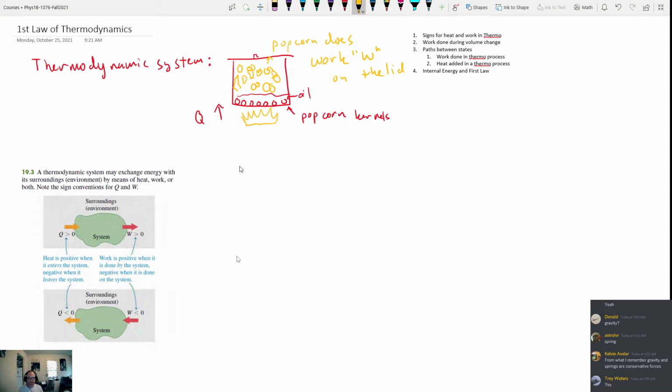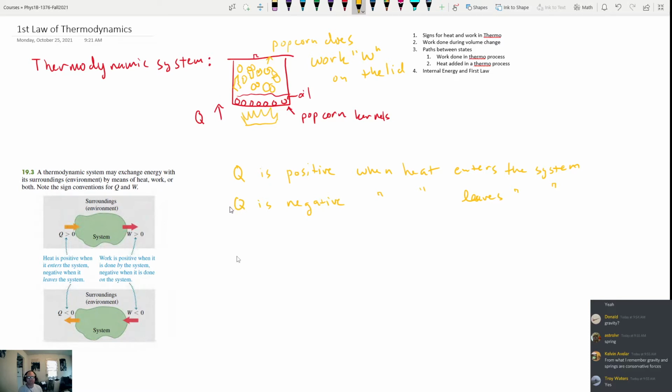So we can say that Q is positive when heat enters the system. Like in the case above, this would be a Q is positive type of situation, right? Q is negative when heat leaves the system. So when a system cools down, the Q would be negative.